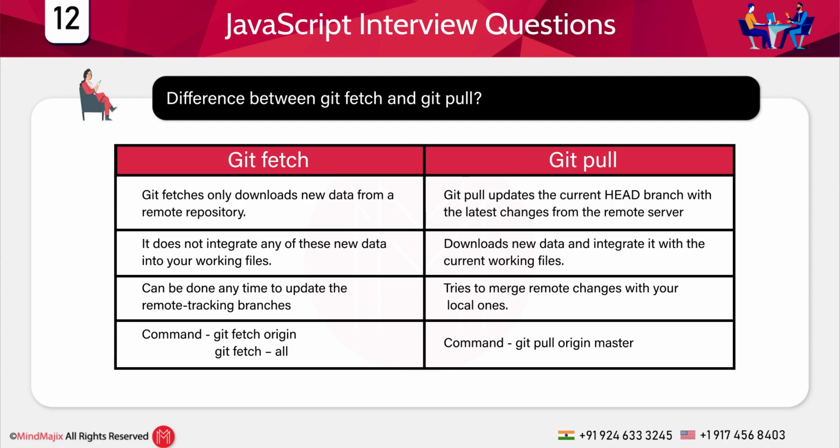But the git pull command downloads the new data and integrates it with the current working files. It tries to merge the remote changes with your local ones. The command is git pull origin master.